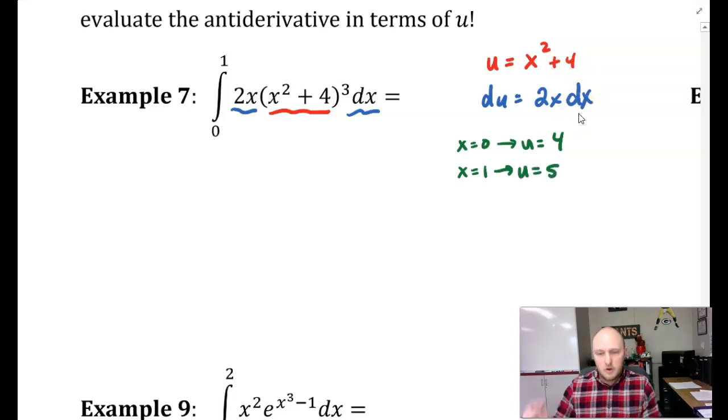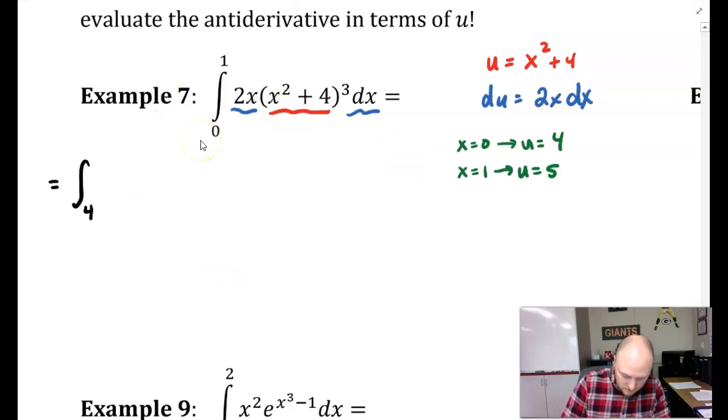Okay, so now we're going to do u-substitution. I'm going to switch my limits of integration from 0 to 1 to 4 to 5.